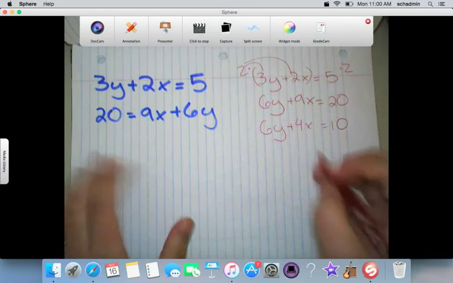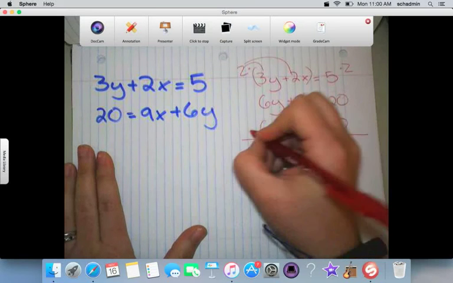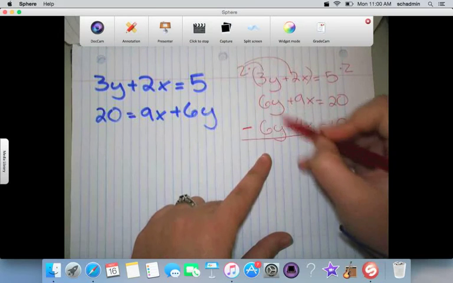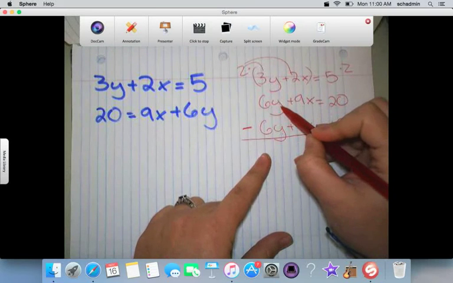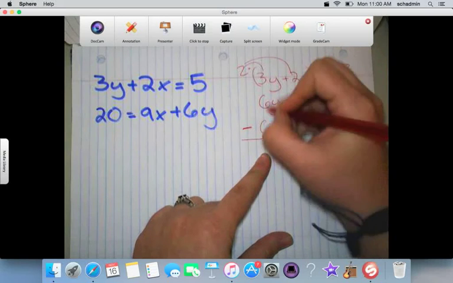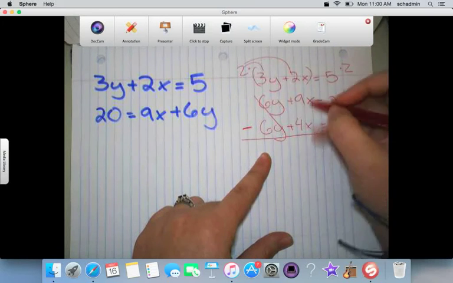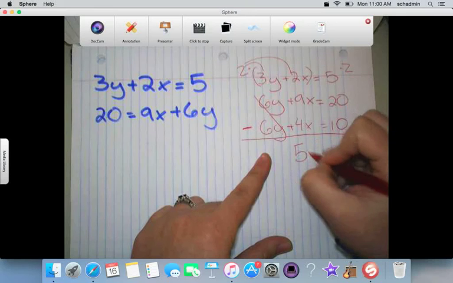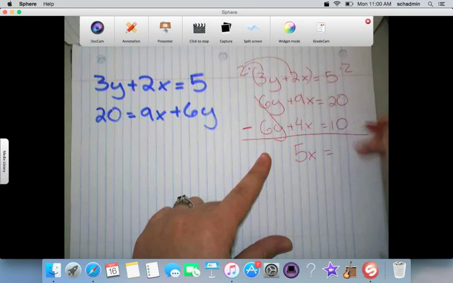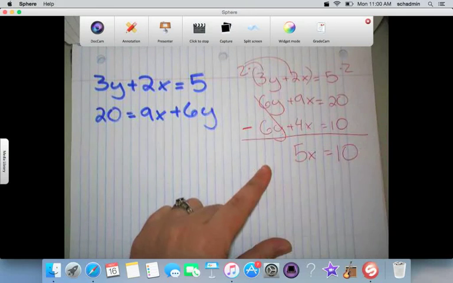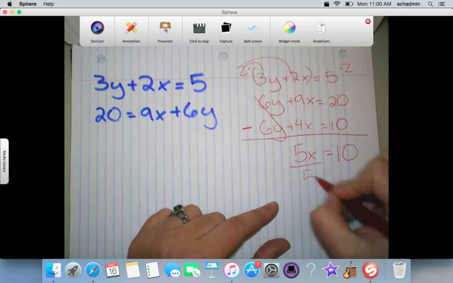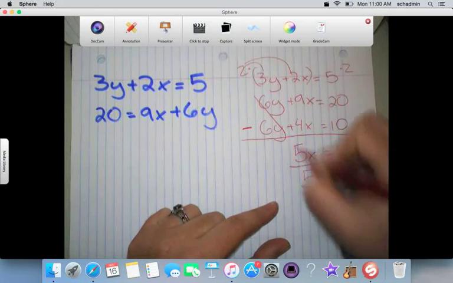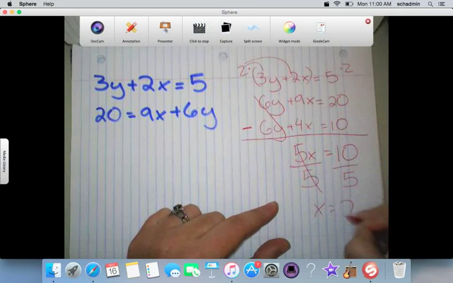now you can eliminate these. So instead of adding this time, we're going to subtract, because they're both positives. So a 6y minus another 6y cancels out, it's gone. Then you have 9x minus 4x, which is 5x, equals 20 minus 10, which is 10. And divide by 5, and I end up with x equals 2.